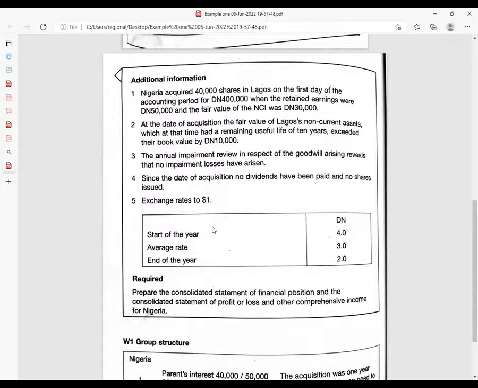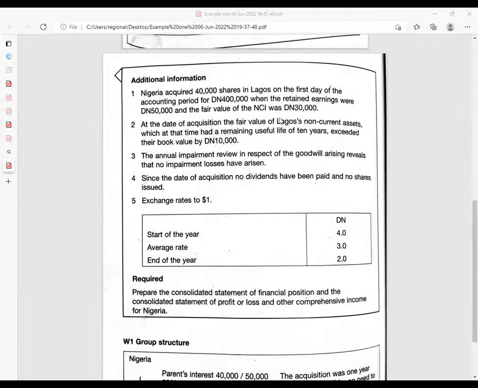Which rate should I use? Should I use, from note number 5, the start of the year rate, the average rate, or the end of the year rate? Someone talk to me. Which rate should I use? 2. Thank you very much.